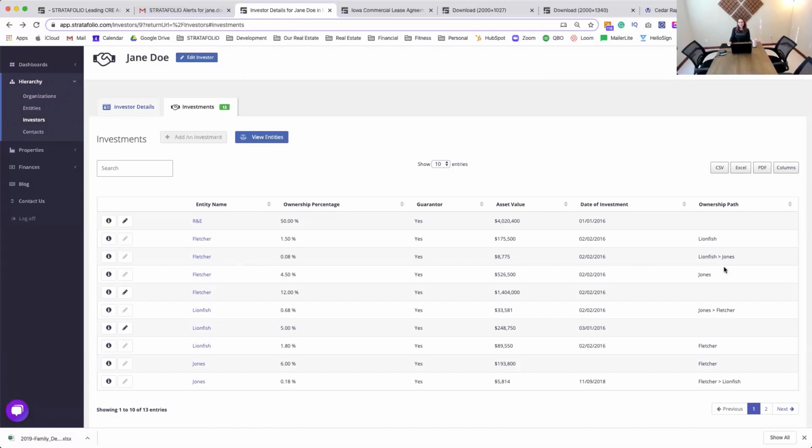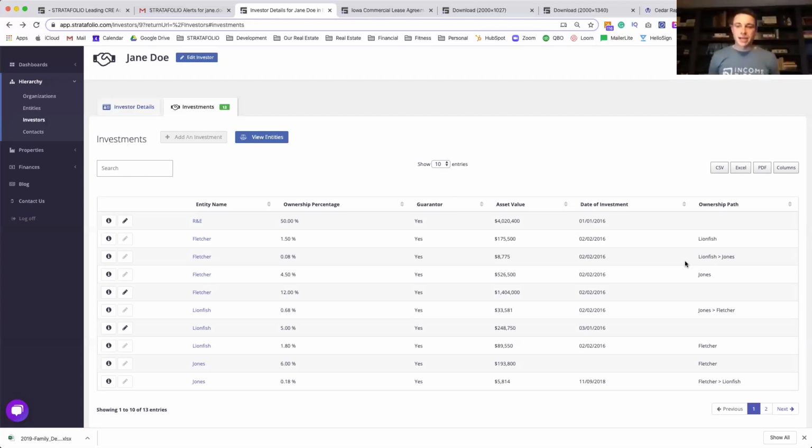Yeah, it's so common. So I'll just take you through how this works. Lionfish, as an entity investor, invested in Jones, and Jones invested in Fletcher. So that means that Jane Doe owns 0.08% of Fletcher through all of these indirect investments. That is awesome. I get it. Wow. Okay. I get exactly what you're talking about, the path of ownership. So her as a single person owns that 0.08% via all this other stuff that happened to get her there. Yep. And honestly, you can go down as many layers as you want. We have it so it will calculate automatically.